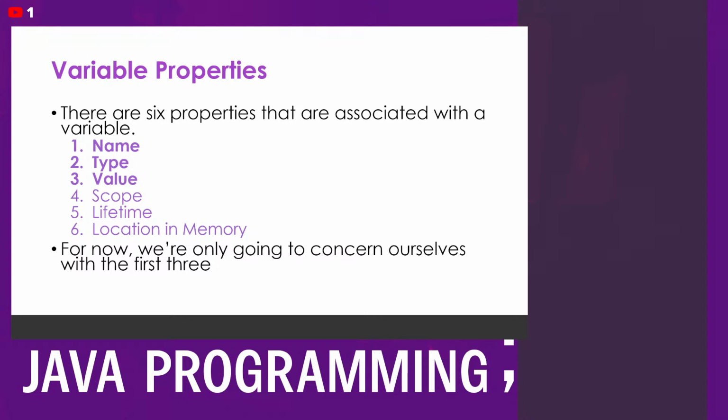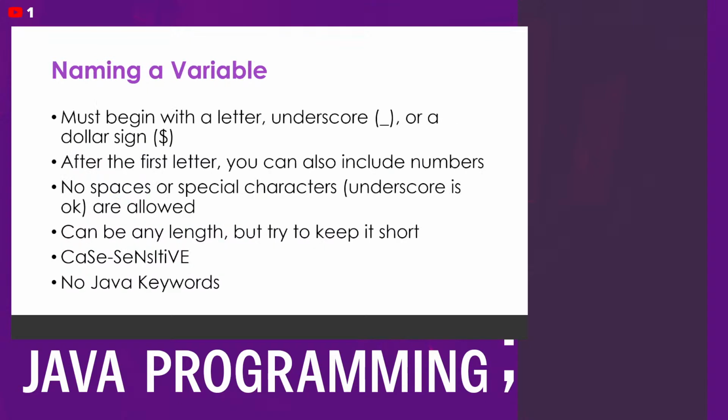So the first thing that we're going to do is we're going to want to be able to name our variable. And so as we're naming a variable, a variable name must begin with a letter, an underscore, or a dollar sign. We're starting a variable name with one of these things, and these are the only things that we can start a variable with.